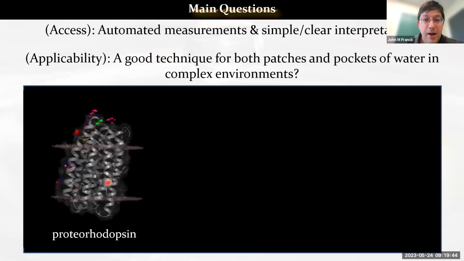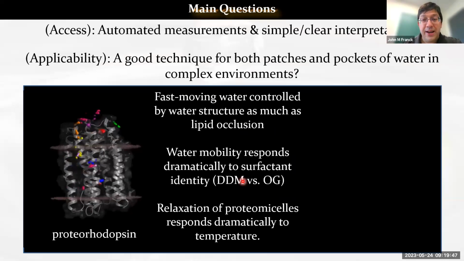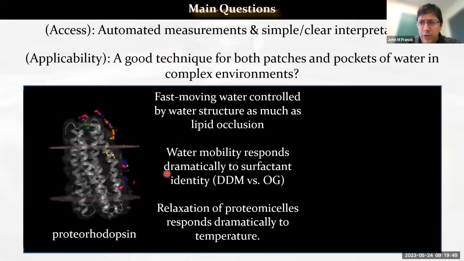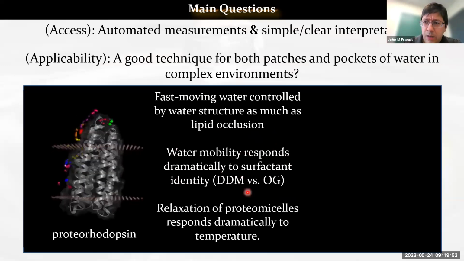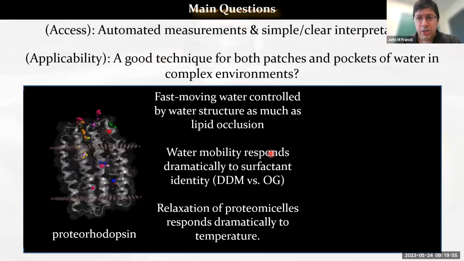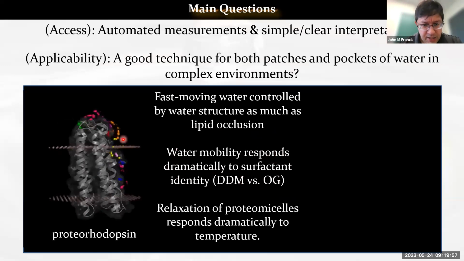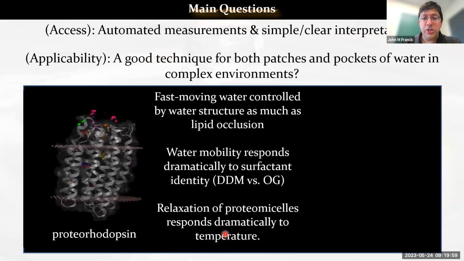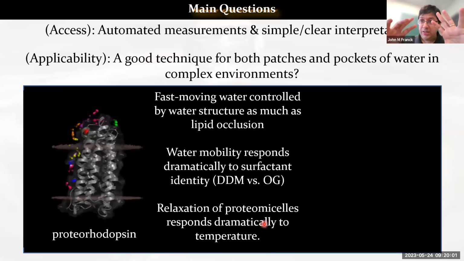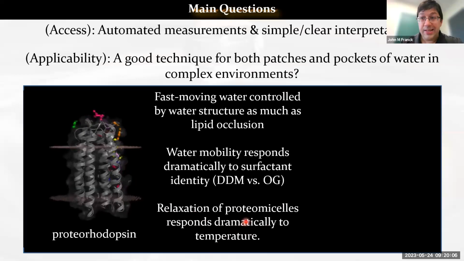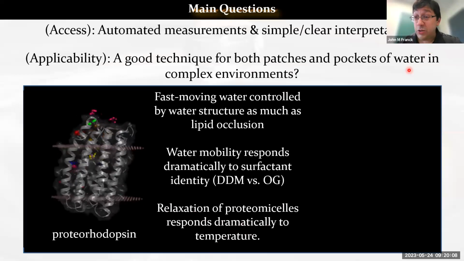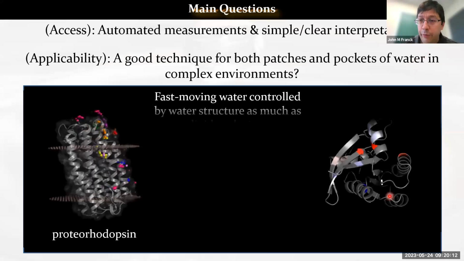And so that's pretty cool. We also find out interesting things. Of course, as you might expect, if you change out your surfactant, you're going to see pretty dramatic changes in how much water you're actually seeing next to the protein here. We're also seeing that, due to the tumbling of proteomicelles, the NMR relaxation of these guys responds pretty dramatically to very small changes in temperature, right? And that's just something that wasn't really known before, okay?